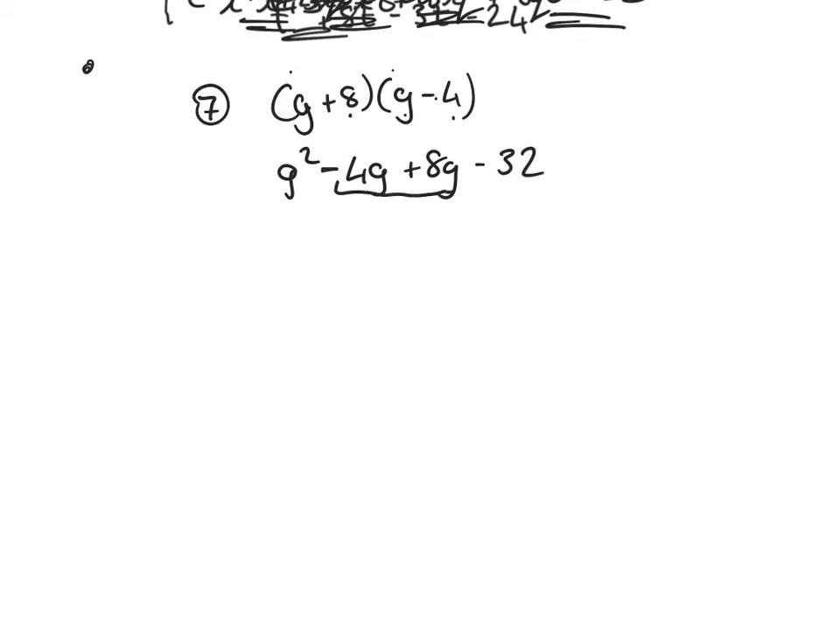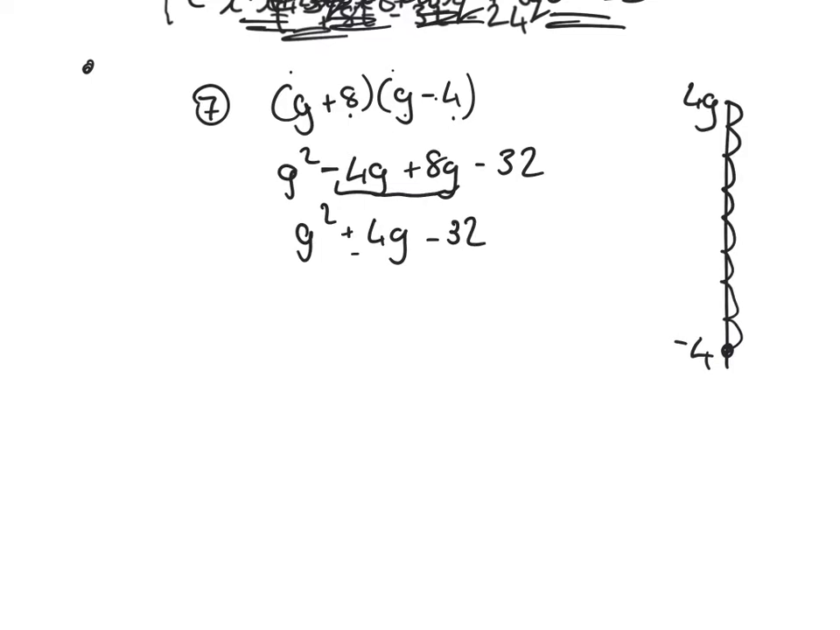Okay, so let's tidy up the middle. If you think about it, we're down at minus 4g and we add on 8. That will take you up to 4g, so that's g squared plus 4g minus 32. Final answer. Example 8. Okay, example 8, let's go for (t + 2)(t - 7).